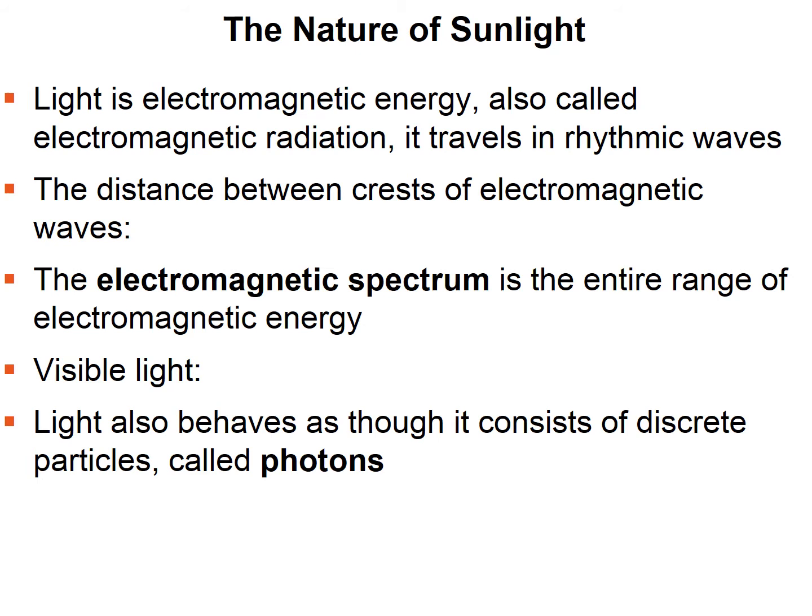Visible light is light that we can see. The wavelength varies between 380 nanometers to 750 nanometers. And we're going to see that the shorter the wavelength, the more energy something has. Sometimes light can behave as though it consists of discrete particles called photons.